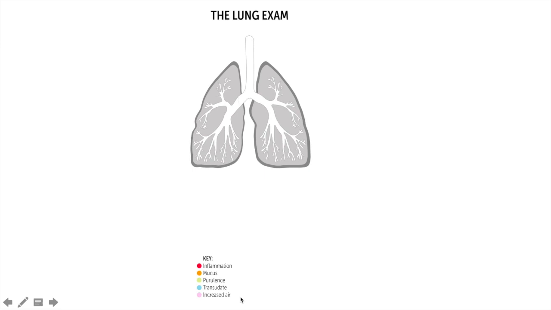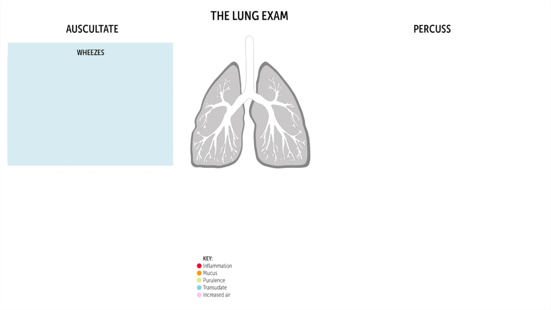So on the lung exam, there are two major actions that you're going to perform. You're going to auscultate and you're going to percuss. On auscultation, there are two major pathologies that you're listening for beyond just normal lung sounds. The first is wheezes, and these represent a lower airway obstruction. An upper airway obstruction is represented on exam by stridor, which is usually in the inspiratory phase.